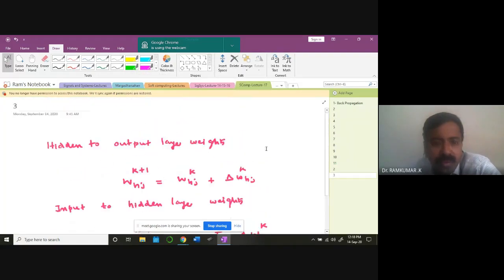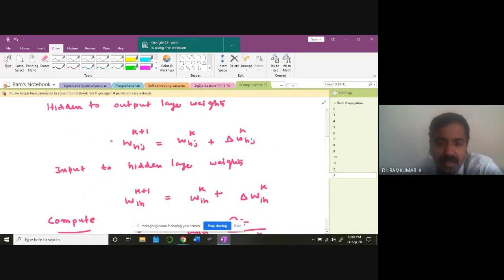Now look at this. The hidden to output layer weights are given like this, and the input to hidden layer weights are given like this. Weight updates: we know this. New weight is equal to old weight plus the delta change. What is this delta? Can somebody tell me? It's a gradient, dou E by dou W. This is what we have to compute.